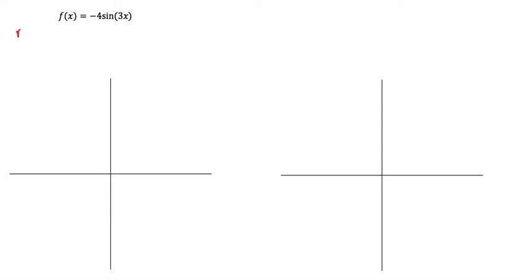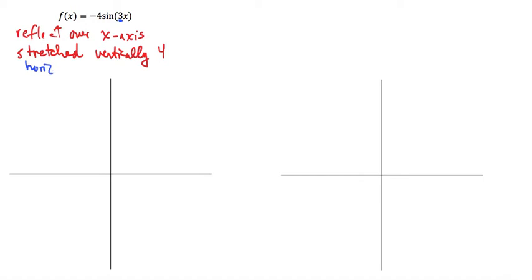The negative in the front tells me that it has to be reflected over the x-axis, so it's reflecting vertically, right? And then the 4 here means that it's going to get stretched vertically by 4. And then the 3 right here has a horizontal shrink of 1/3.